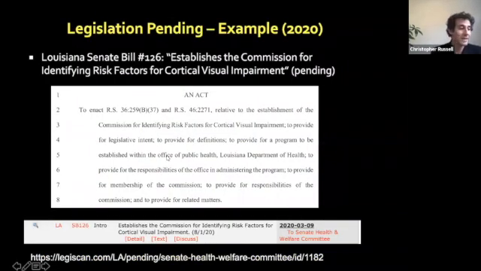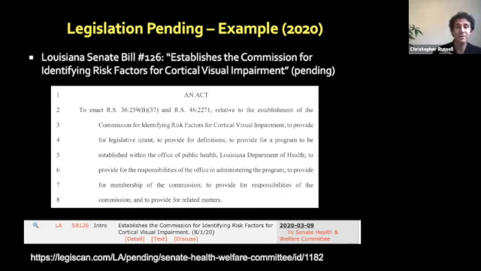This was a pretty cool example that I found recently. This was as of March 2020. And there hasn't been an update since then presumably because COVID happened. But in the Louisiana Senate, there's actually a bill that is pending right now for establishing a commission within the Department of Health and Early Intervention for identifying risk factors for CVI. This is exciting. I don't know of anything else like this around the country, but if this happens, I think that this could be replicated in other states.